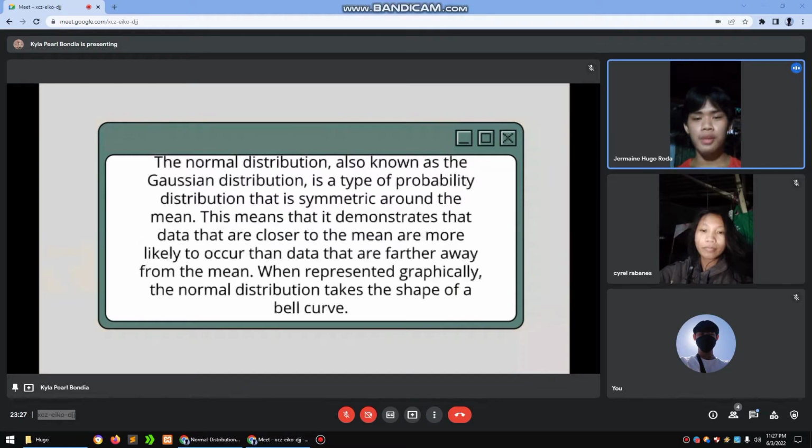The normal distribution, also known as the Gaussian distribution, is a type of probability distribution that is symmetric around the mean. This means that it demonstrates that data that are closer to the mean are more likely to occur than data that are farther away from the mean. When represented graphically, the normal distribution takes the shape of a bell curve.